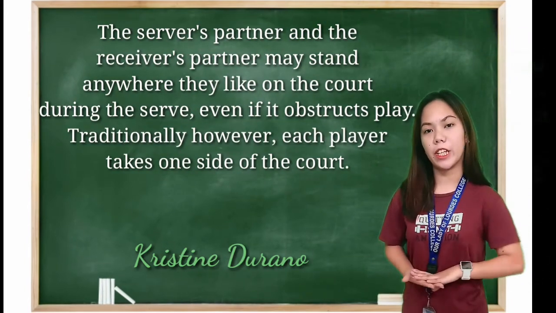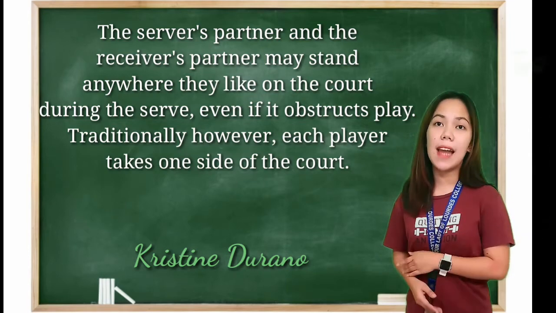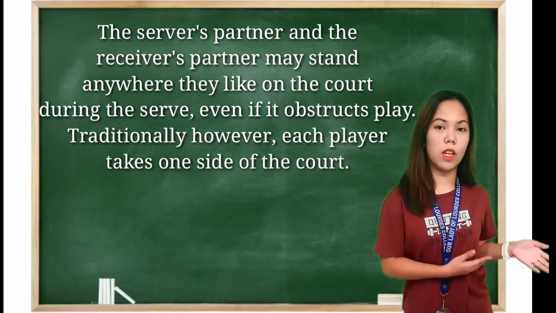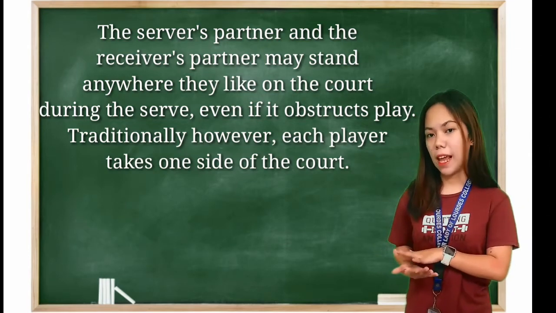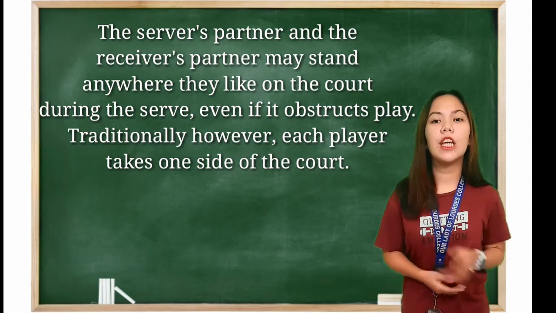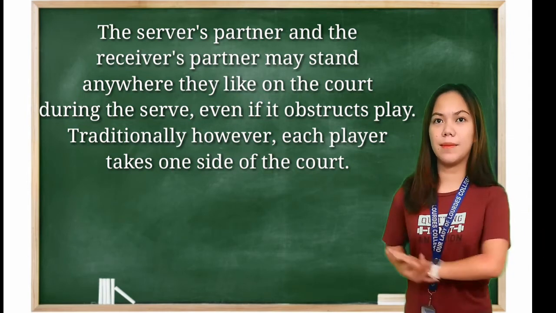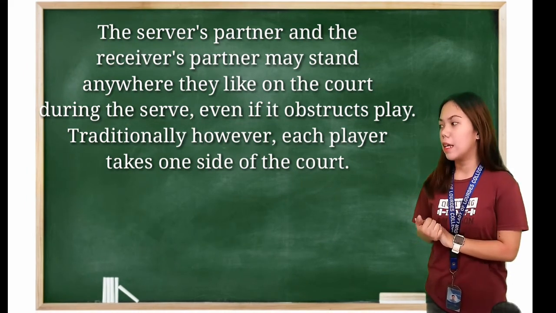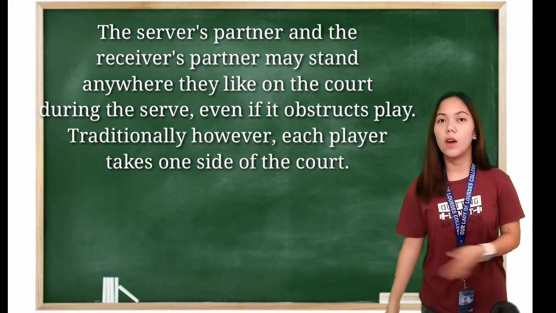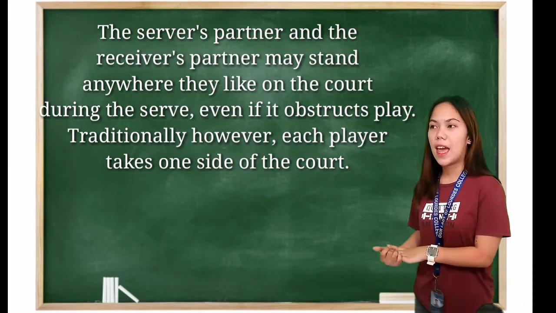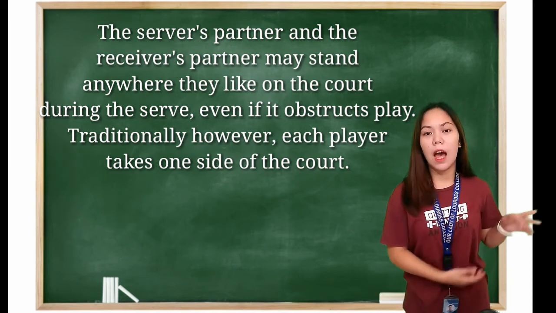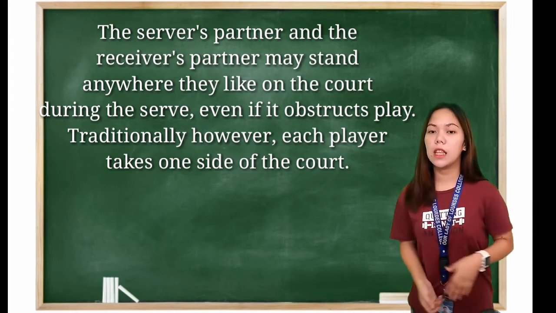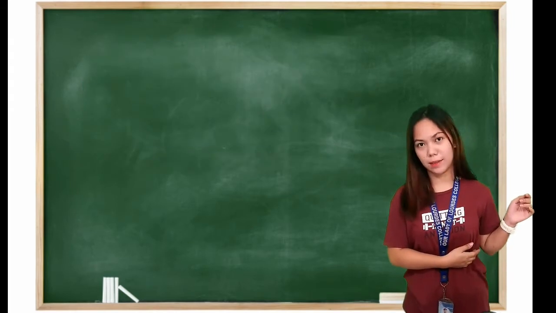The server's partner and the receiver's partner may stand anywhere they like on the court during the serve, even if it's abstract play. Traditionally, however, each player takes one side of the court. So the server's partner and the receiver's partner can stand wherever they want on the court and hit the ball in abstract play, but traditionally each player takes one side of the court.